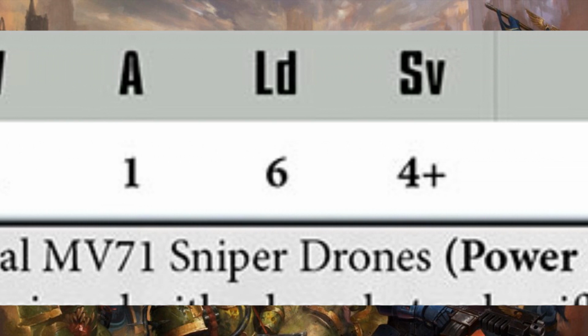The LD is leadership. Your units have a chance to get scared and run away in 40k, and some scare easier than others. It's usually not likely unless they take heavy casualties though. You can learn how to do a morale check in the big rulebook.